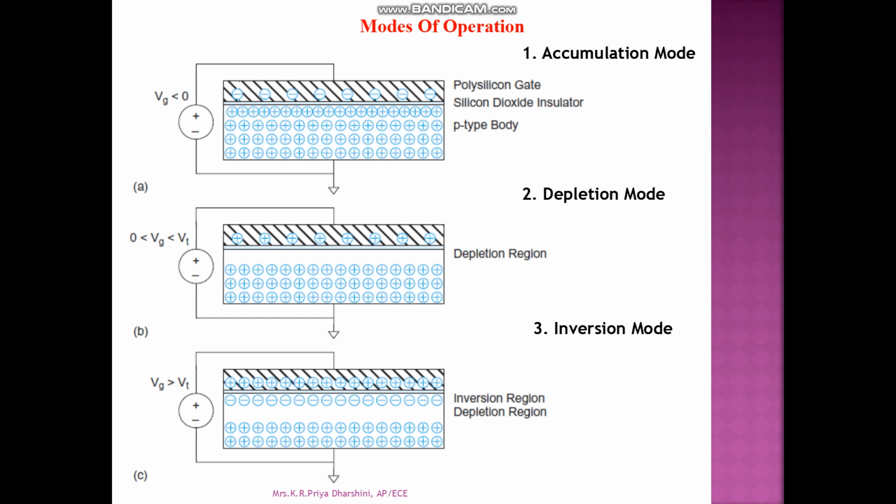So all these three conditions are very important for the modes of operation. For the accumulation mode, the gate voltage should be less than 0; in the depletion mode, the gate voltage should be between 0 and the threshold voltage; and in the inversion mode, the gate voltage should be greater than the threshold voltage, so that the regions are inverted with holes and electrons.